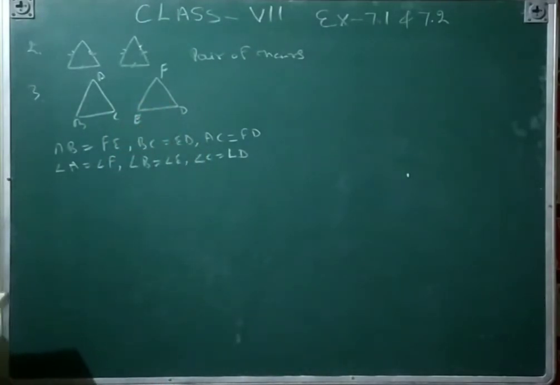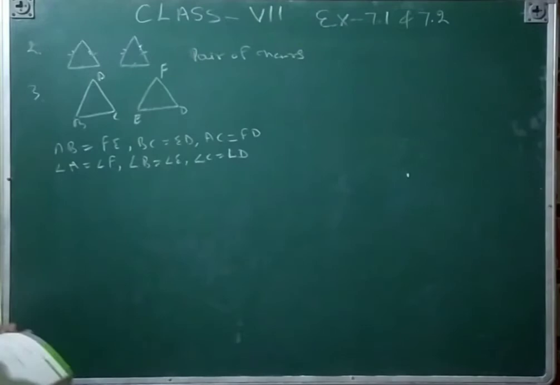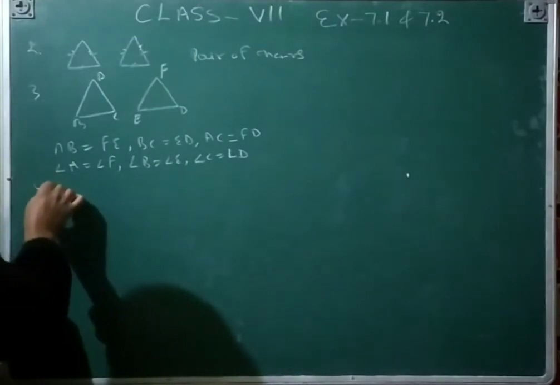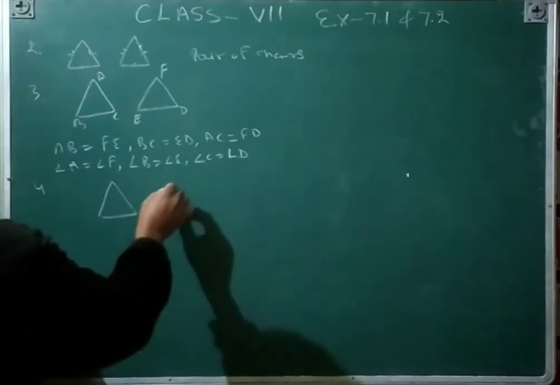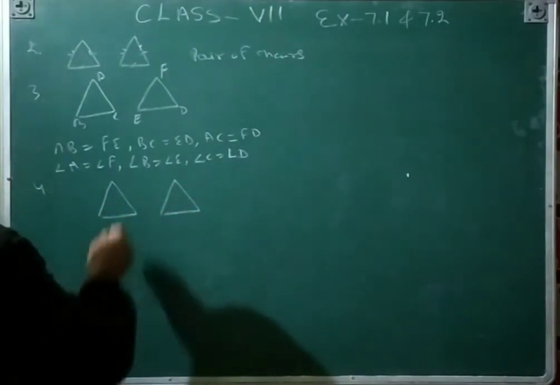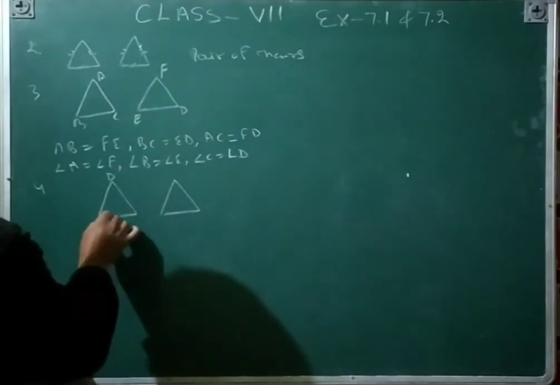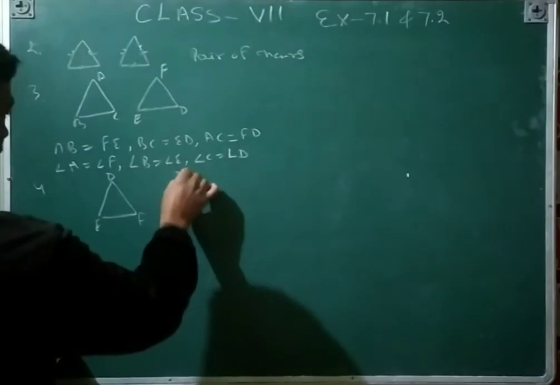And then fourth question, if triangle DEF and BCA are congruent, write the parts of BCA that correspond to the following. For the fourth question also we will draw the diagram, that is two triangles, DEF and then BCA.